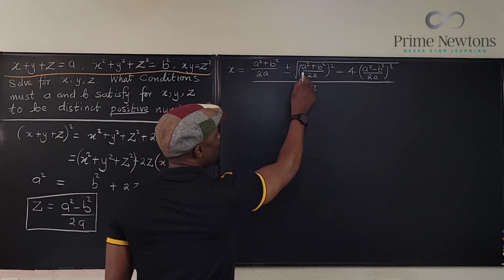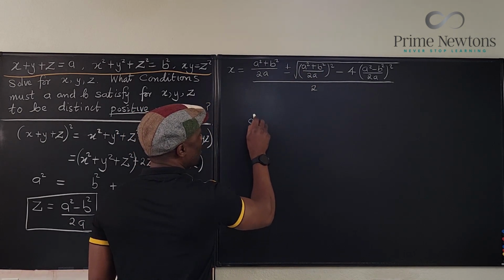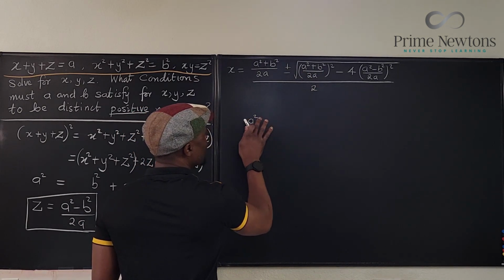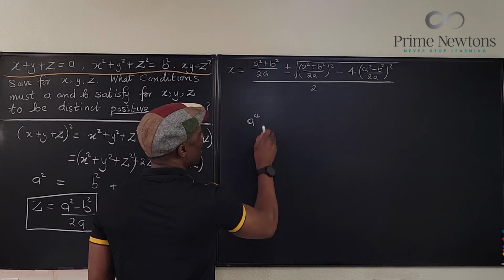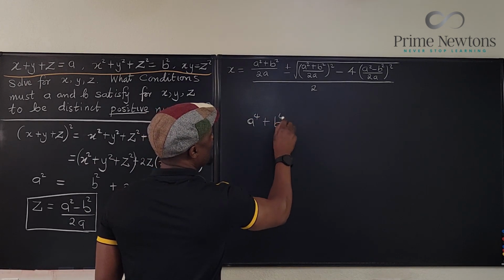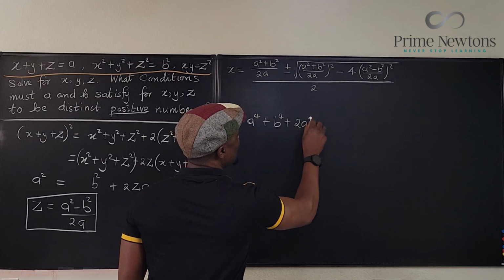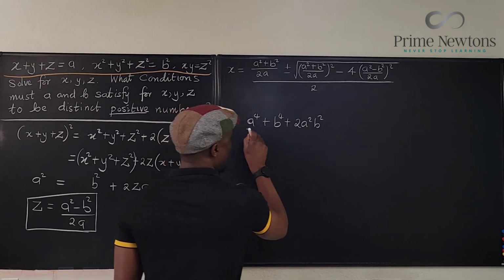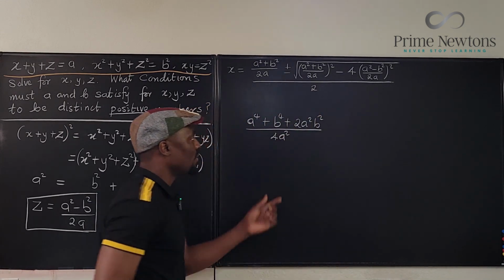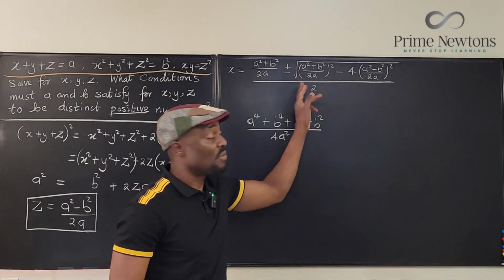We know that if you square this, you're going to have a squared, a to the 4th, plus b to the 4th, plus 2a squared b squared. And everything here is going to be 4a squared. Now, don't forget that we can actually take the square root and drop this since it's common to both of them. But let me just leave it for now.